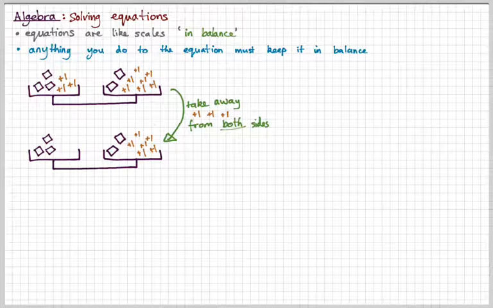Because if you take away the same amount from both sides, if it was in balance, it's still in balance. Okay, so the scales are still in balance, that's allowed. What else could I do?